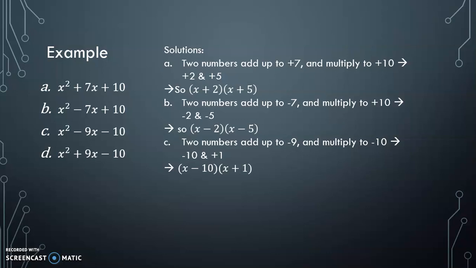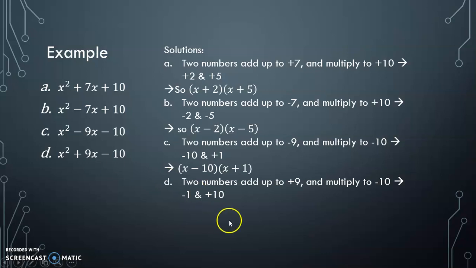For D, similar numbers but different signs. So we still multiply to negative 10, which means still one negative, one positive. But the number b, which is the coefficient of the cross term here, is plus 9. It means that of the positive number and negative number, the positive number should have a larger value. So we know that the two numbers should be negative 1 and plus 10. And therefore it factorizes to x minus 1 times x plus 10.